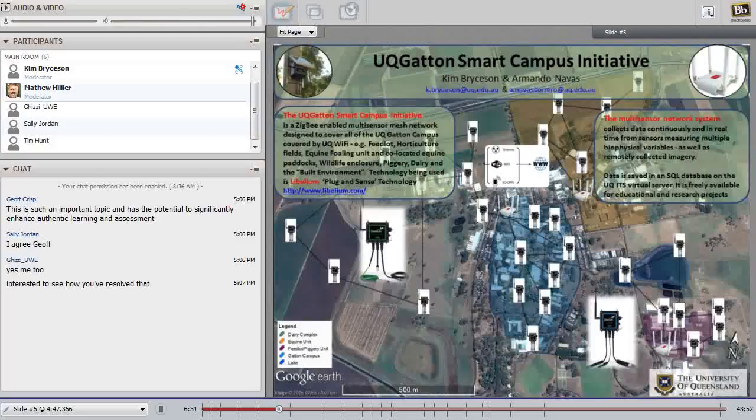The Multicenter Mesh Network System collects data continuously and in real time from sensors measuring multiple biophysical variables, and collects remotely sensed imagery as well. Saved into an SQL database on a UQITS virtual server.